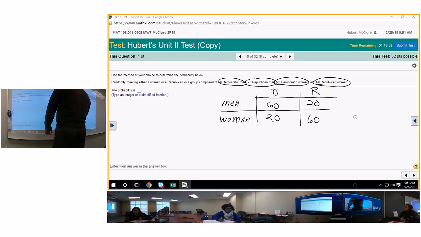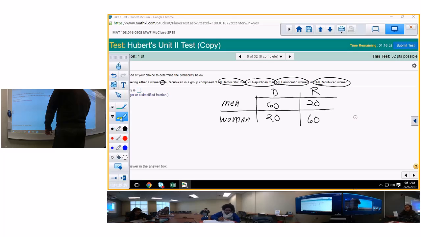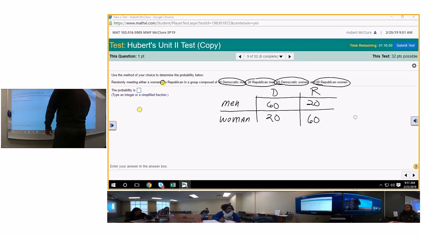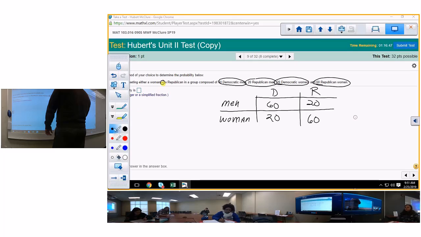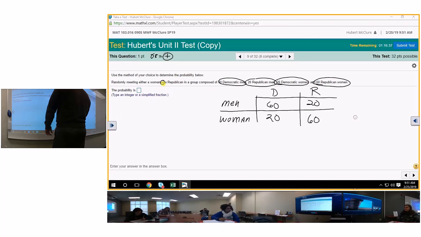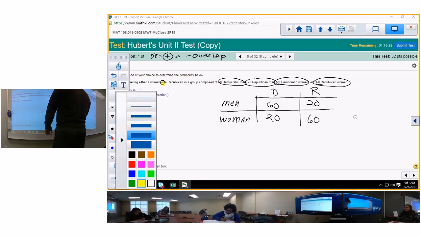Now, what are they asking for? Either women or Republican. Look at that. Ding, ding, ding. Let's take a handy dandy highlighter and highlight that. Or means additive law, Hubert. Yep, I taught y'all that. Additive law, which means the only thing you have to watch out for is the overlap. So I'm going to take out my highlighter, and I'm going to highlight this blue, a woman.